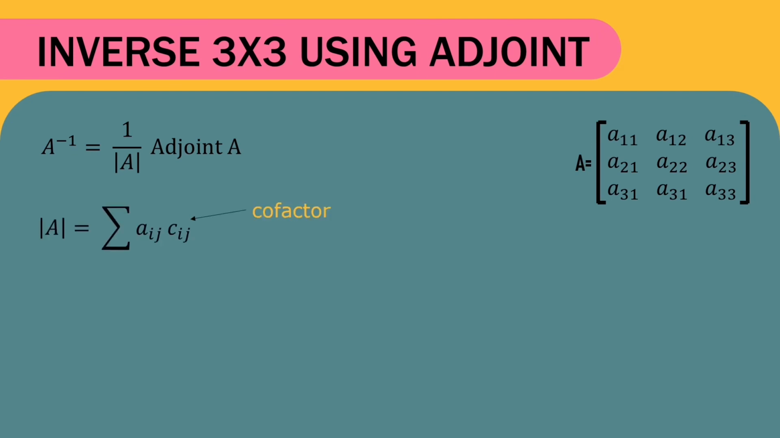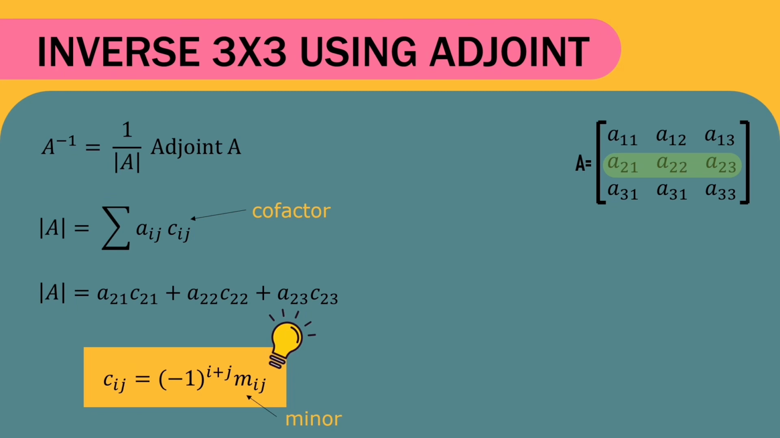First, the determinant. This is the formula used to find the determinant: summation of Aij times Cij. A refers to the element in the matrix, i is the row number, and j is the column number. We can find the determinant from any row we want. Let us choose the second row. C in this formula represents the cofactor.